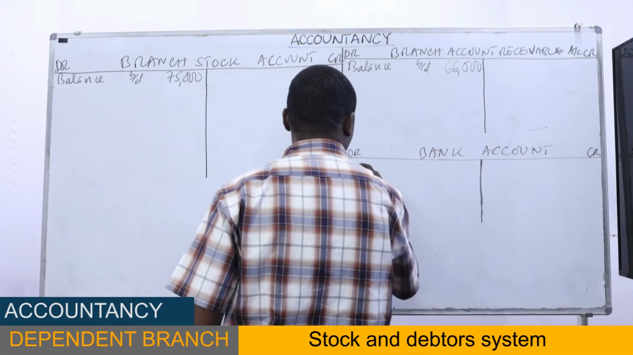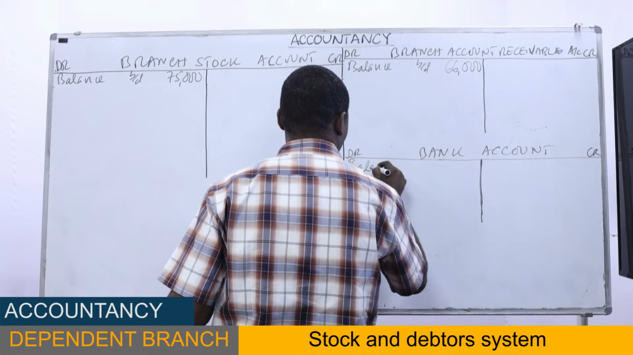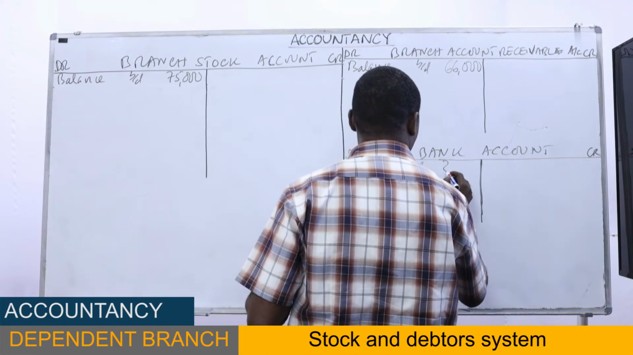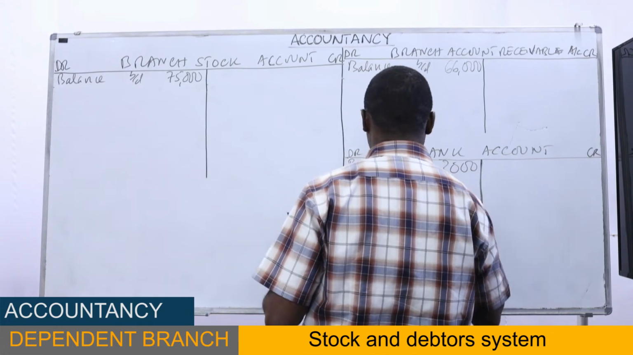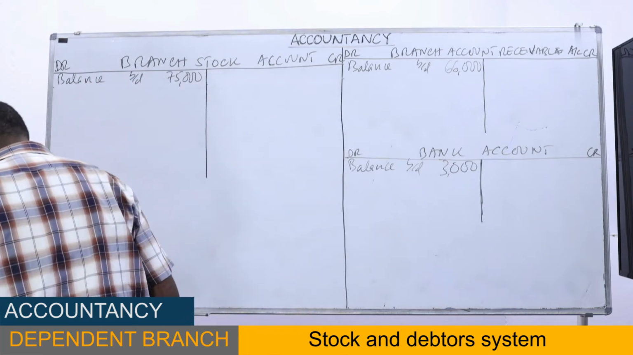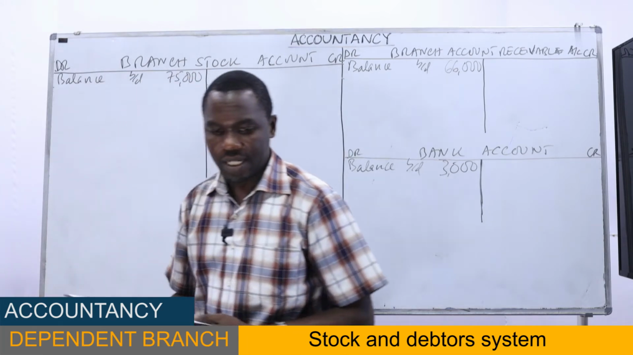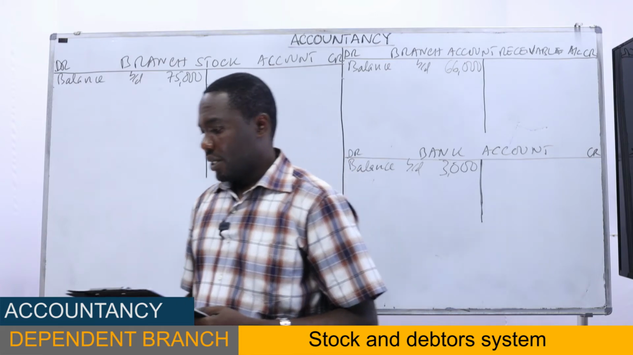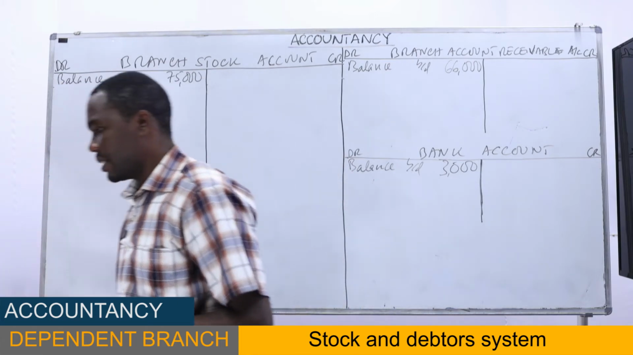With the bank account, we have our balance b/d. That was 3,000. So we go for the transactions during the year.